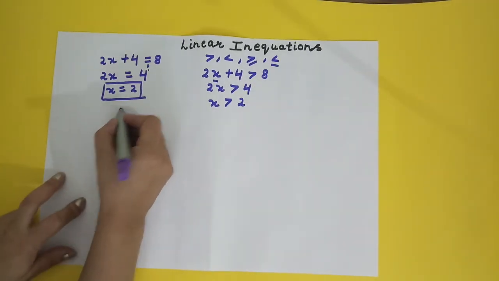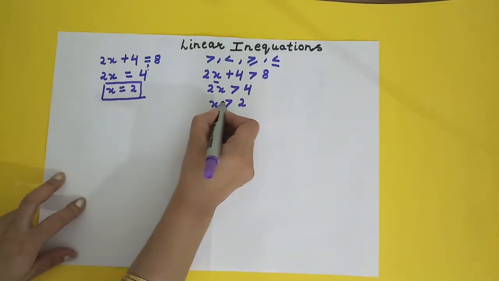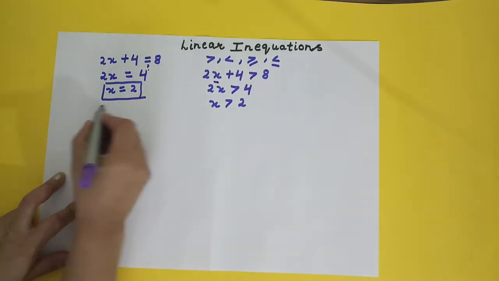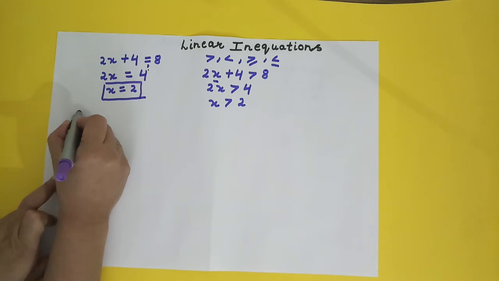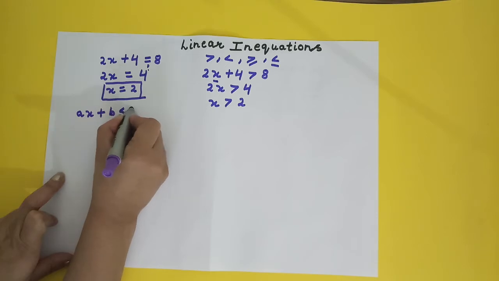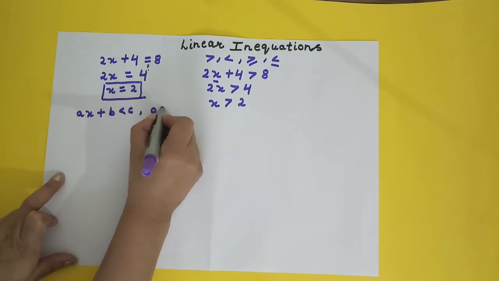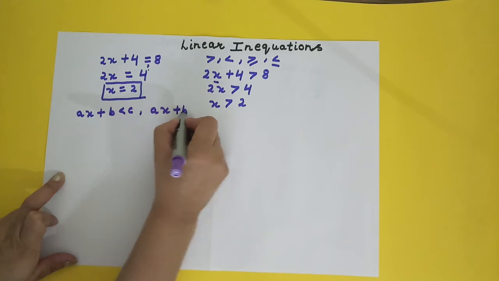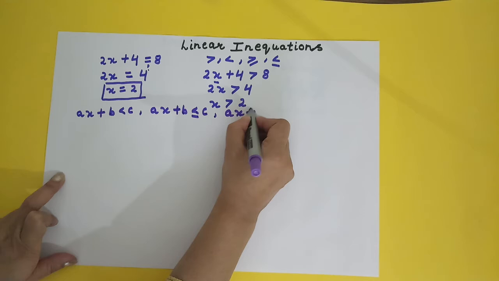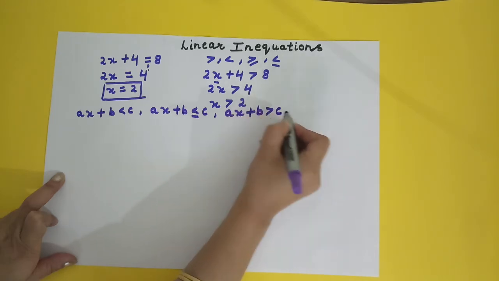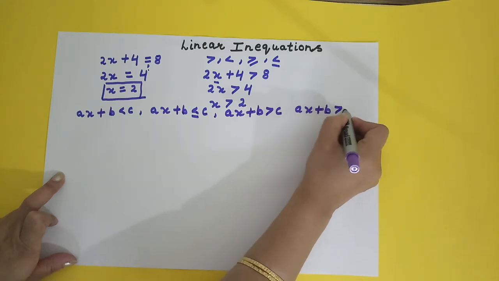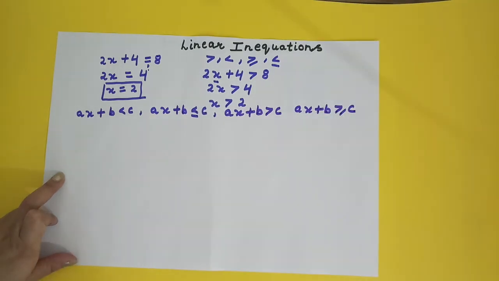So let's write the general form of this linear inequation. It can't have only one general form. Now looking at these signs, we can write the linear inequation as ax + b < c. It can be ax + b ≤ c, or ax + b > c, and ax + b ≥ c.